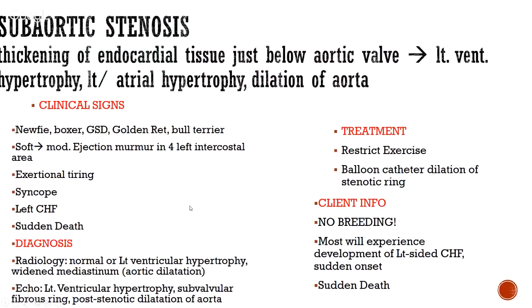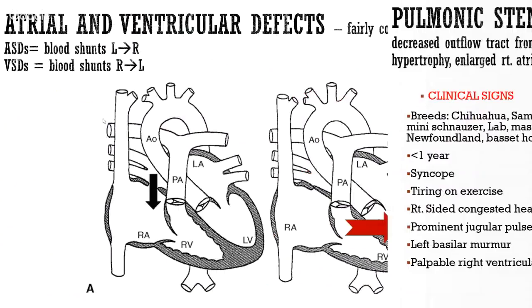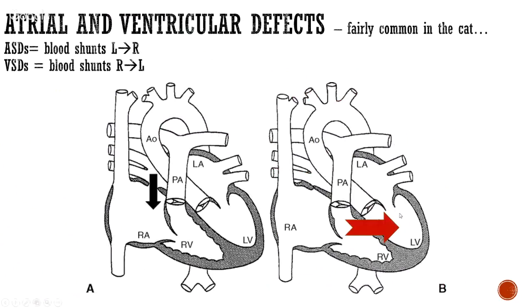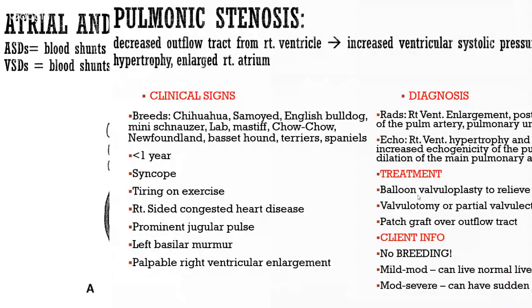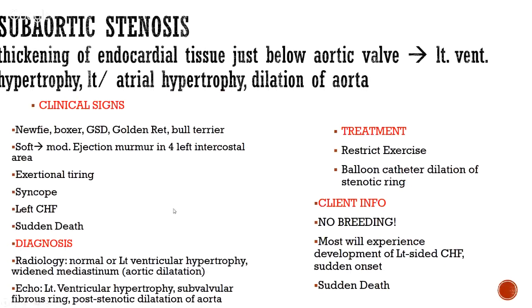A subaortic stenosis. Same as a pulmonic stenosis, we have a decrease in the outflow, but we have it at a different place. It's coming back into the left ventricle. Here's the aorta, and the stenosis or the narrowing happens just above the aortic valve. Also common in dogs: Newfies, Boxers, German Shepherd dogs, Golden Retrievers, and Bull Terriers. Everything that happens on the right side of the heart with pulmonic stenosis is going to happen with subaortic stenosis as well.